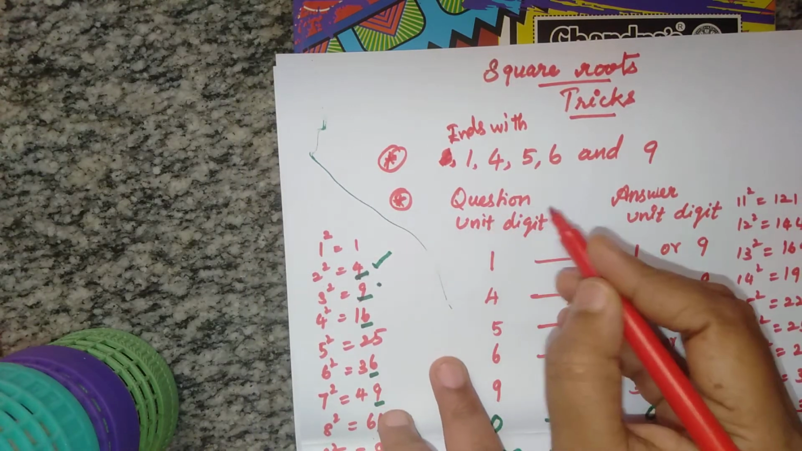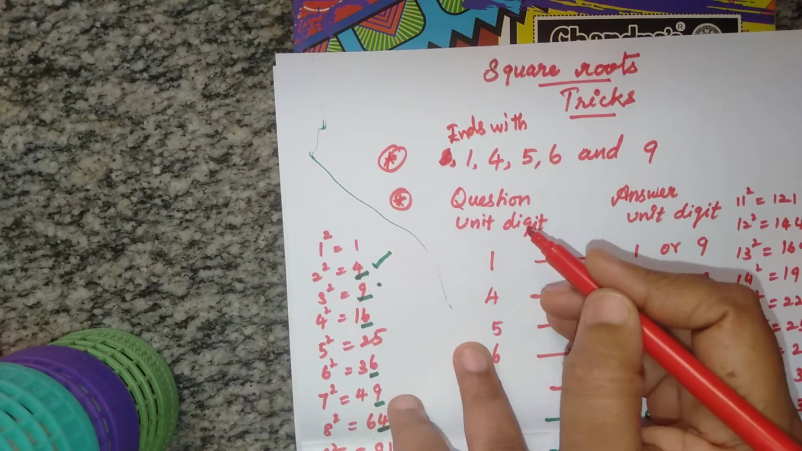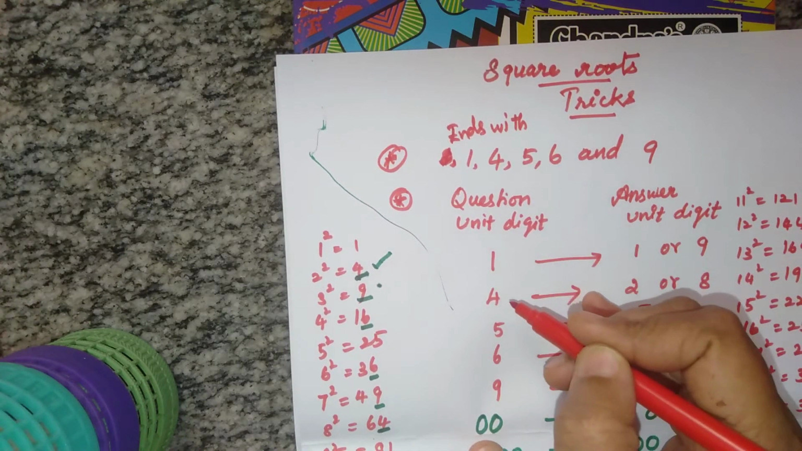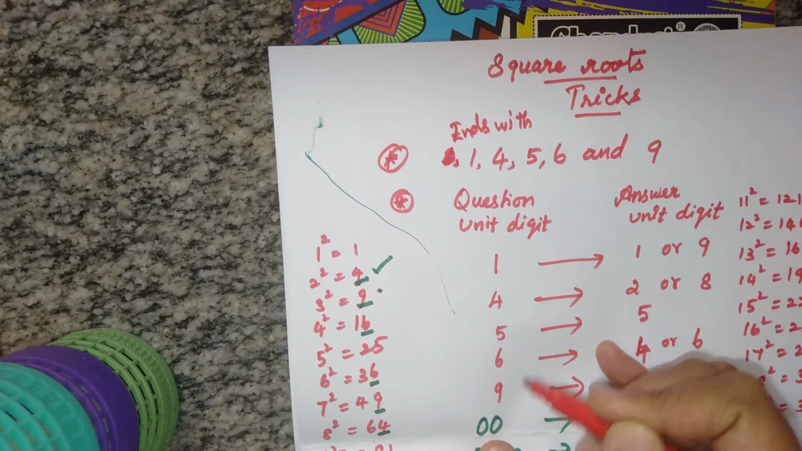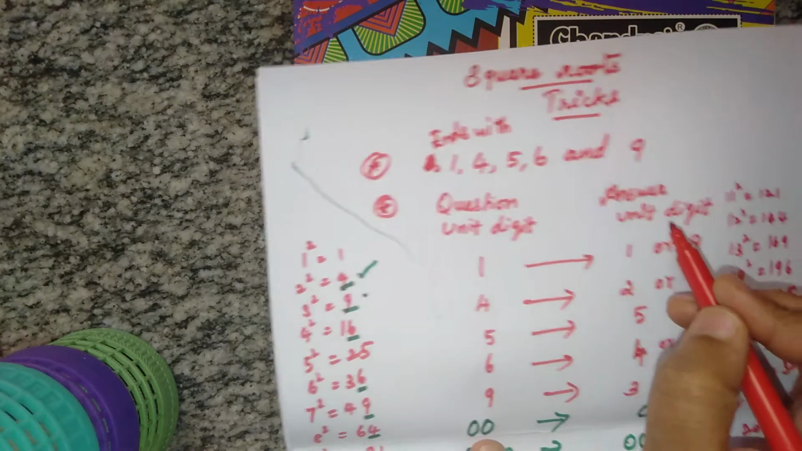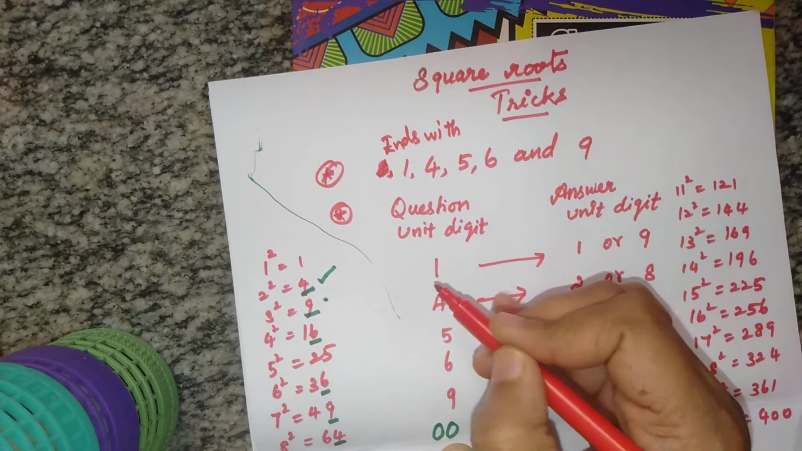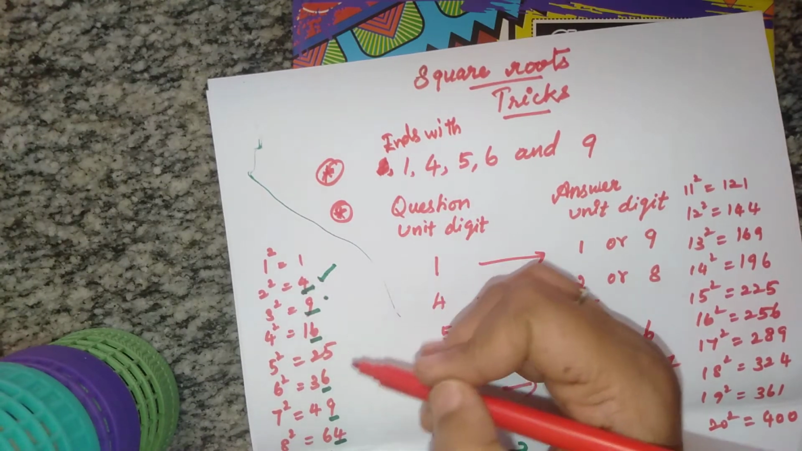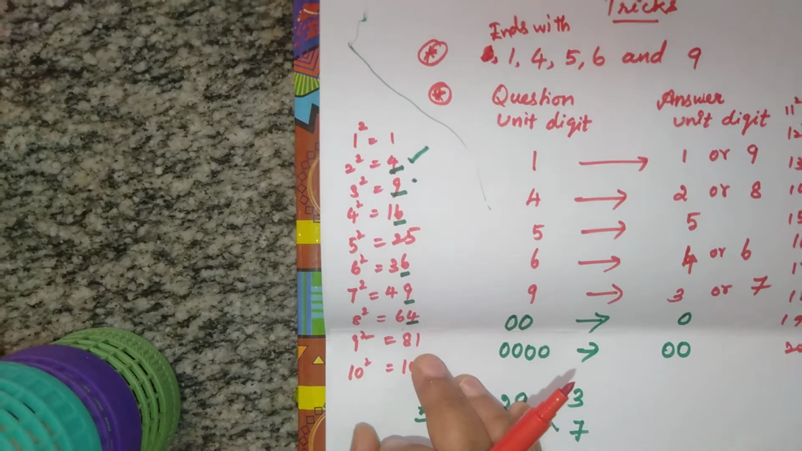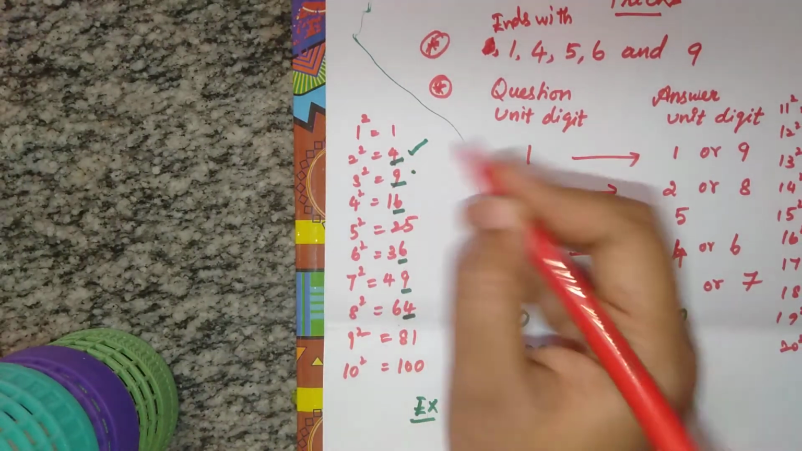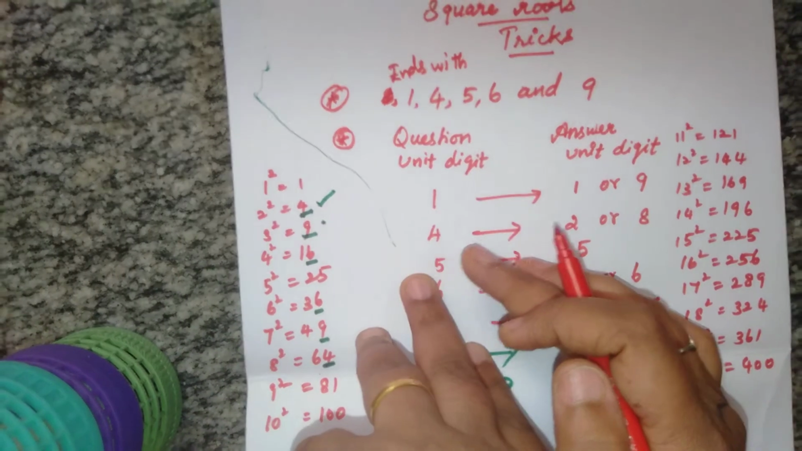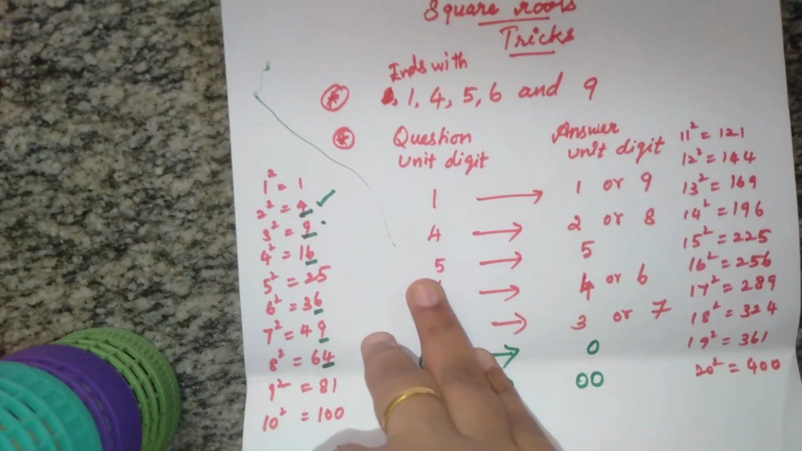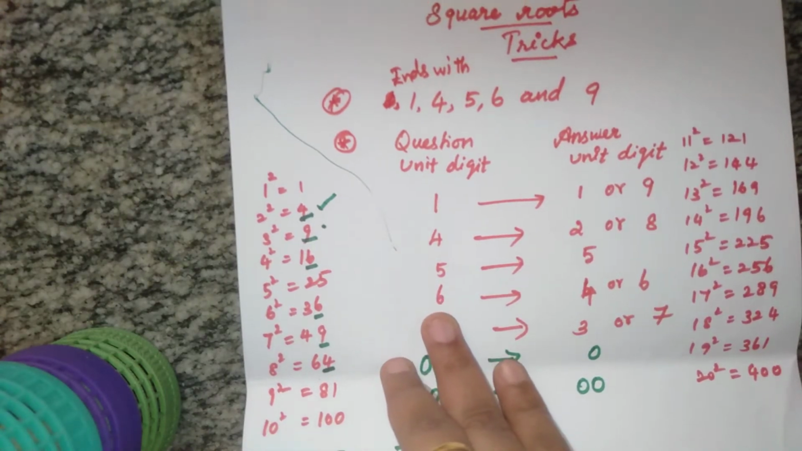Next, going with the unit digit of the square root. The unit digit of the square is 1, 4, 5, 6 or 9. If it is 1, the only possibilities are 1 or 9: 1 times 1 is 1, or 9 nines are 81. 4 means 2 twos are 4 or 8 eights are 64. 5 has only one possibility, 5.